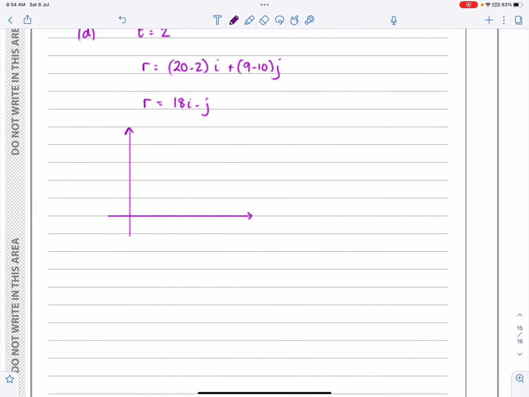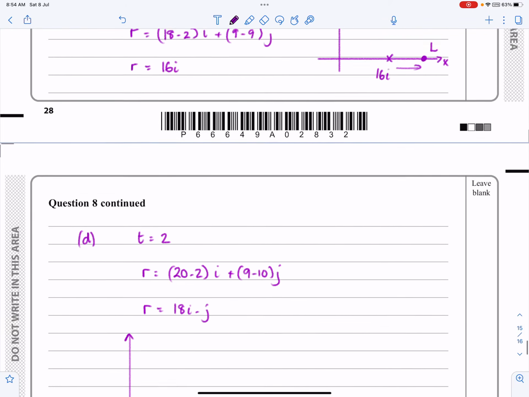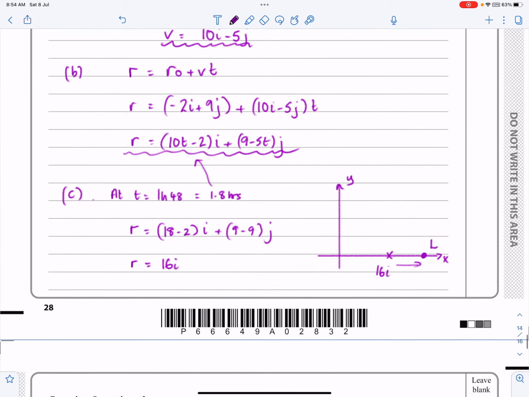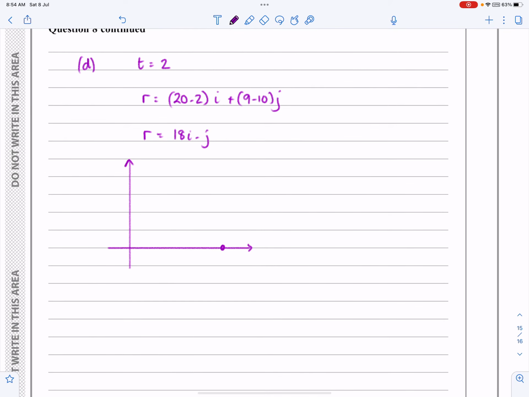So if I'm going to sketch only relatively accurately, what we said before was we knew that the lighthouse was here and this was 16i. And what we're now saying is that when the ship is at 18i minus j, well, where's 18i minus j going to be? It's going to be there and there, isn't it? It's going to be 18i, more 2i further along, and a minus j down. I'm going to say that the ship now is here, where this is 18i, and this is minus j.